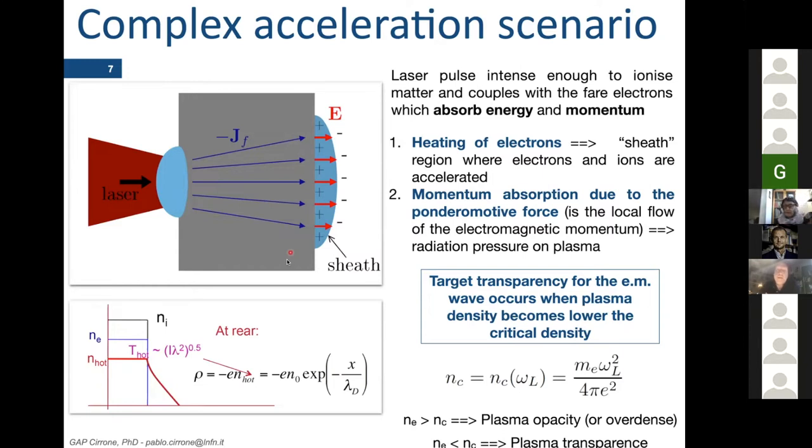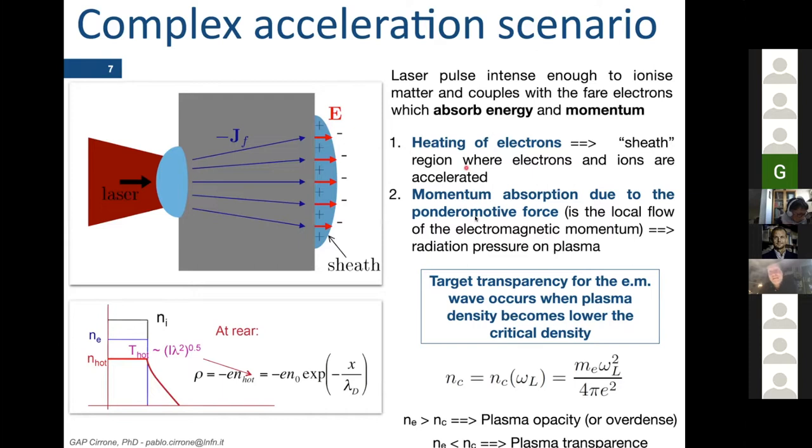We have, from one side, an absorption of energy and the heating of the electrons. The electrons are heated and the matter is ionized, and we observe some quantity of electrons that are extracted into vacuum from the target, and they produce a very huge electric field in very small dimensions. And this electric field is responsible for the acceleration.